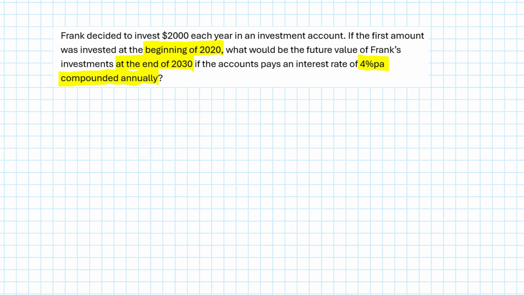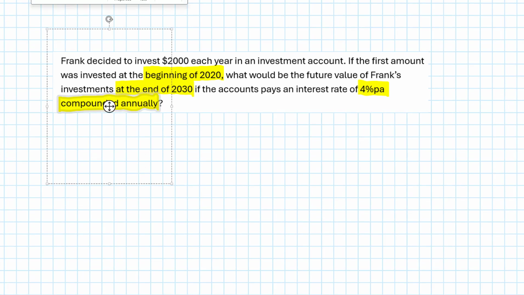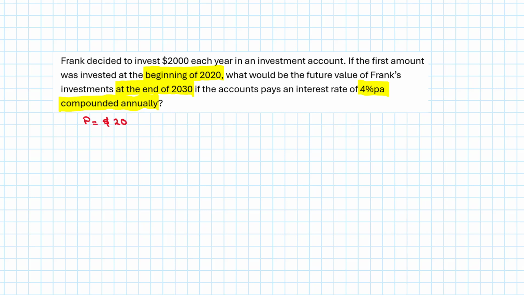So let's make our summary. Our fixed amounts going in are $2,000 and our rate is 4% compounded yearly. Again, I'm going to do a timeline. We are going to start with 2020. That's the start of 2020.